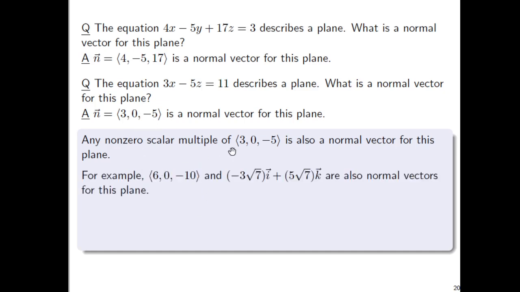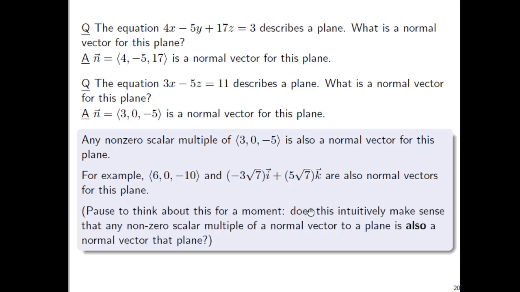So, for example, if I scalar multiply by 2, I'll have <6, 0, -10>. If I scalar multiply by negative root 7, and I wrote it in the other form instead of angle bracket form, here are two other vectors, after the word and, that are also normal vectors for this plane. So just pause and think about this for a moment. Does it make sense to you that any non-zero scalar multiple of a normal vector is also a normal vector to the plane? Does that make intuitive sense from a geometric perspective?